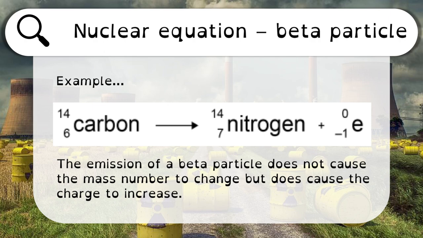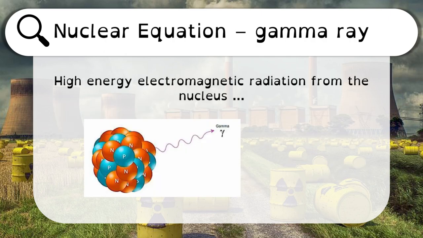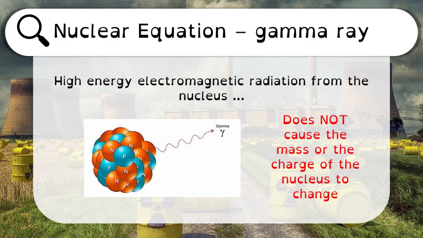So the emission of a beta particle does not cause the mass number to change. 14 stays at 14, but it does cause the charge to increase because we have an electron with a negative charge going away. So we've looked at alpha and beta. Gamma rays, as a reminder, is just a high-energy electromagnetic ray that comes from the nucleus. And because it's just a ray and not a particle, it does not cause the mass or the charge of the nucleus to change.